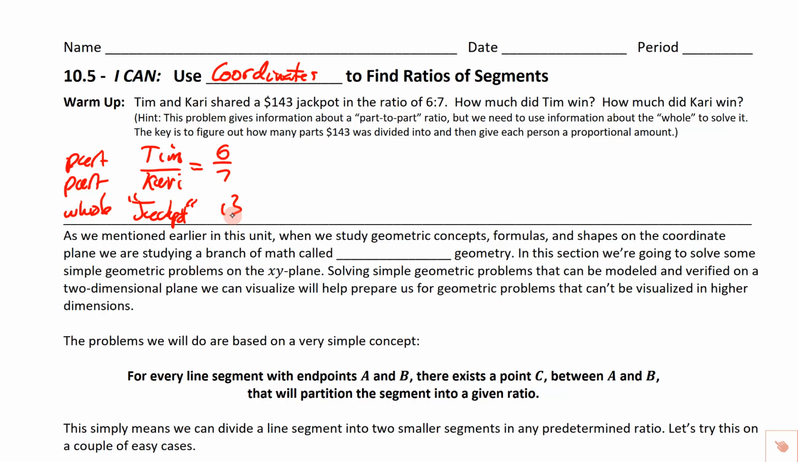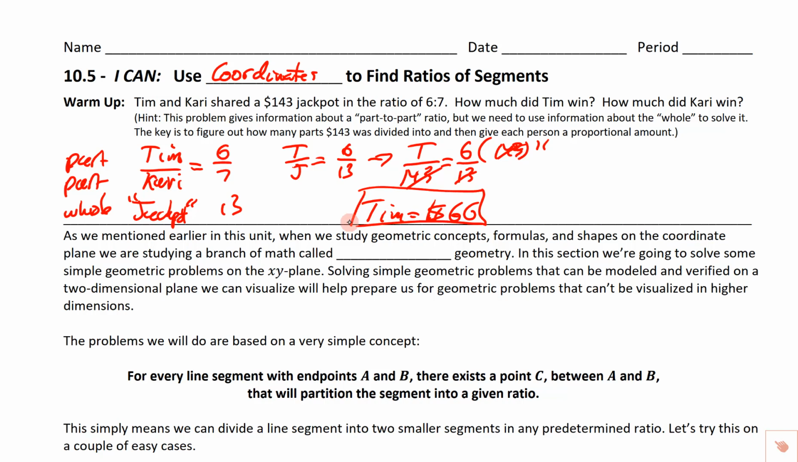So the way we solved this, a method that you could do every single time, would be something like this. Let's do Tim over the jackpot would equal 6 over 13, because we know the part over the whole is going to be 6 over 13. So this is going to be Tim over the jackpot of 143 is 6 over 13. Here comes solving that proportion. We're going to multiply both sides by 143. Those are going to cancel. This is going to be an 11. And then we get Tim got this much. He got $66.